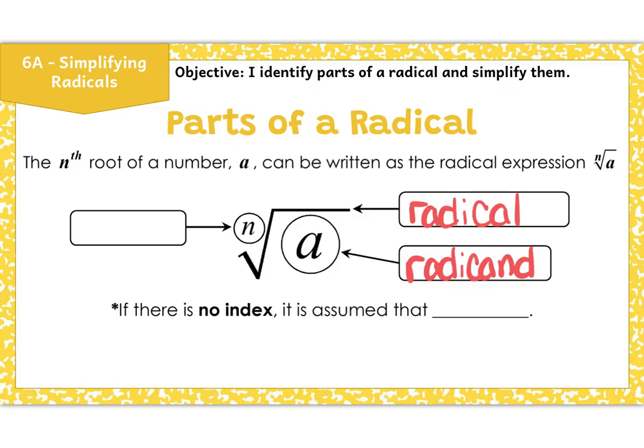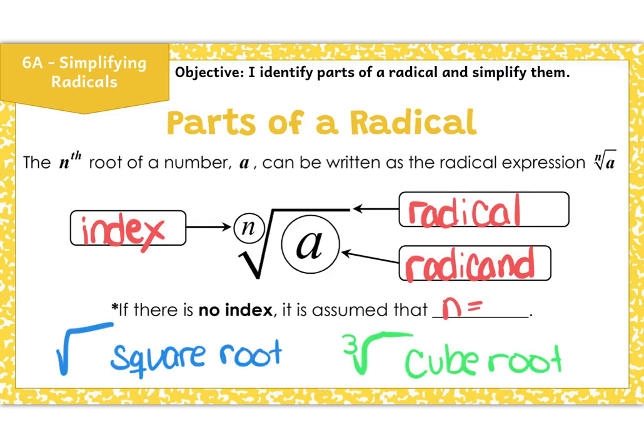The index is whatever number is written on top of the radical, and it determines what nth root we are taking. It could be the second root, third root, fourth root, etc. If there is no index, it is assumed that n is equal to 2, and this is what a square root looks like. A radical without an index is a square root. An index of 3 means the cube root, and a 4 would be the fourth root, etc.